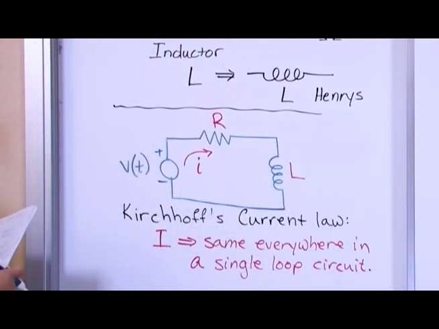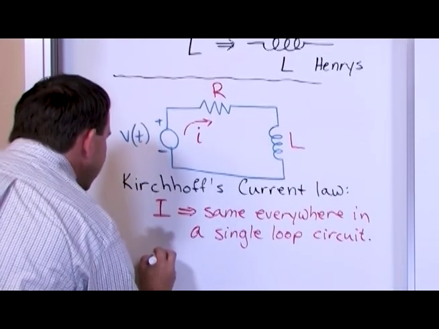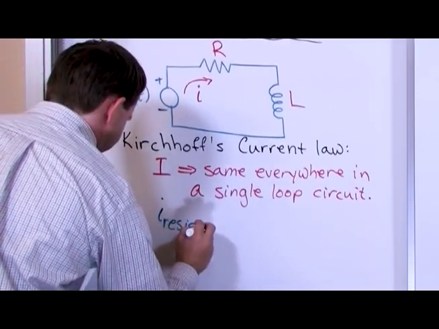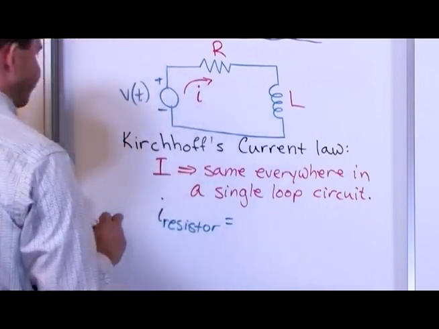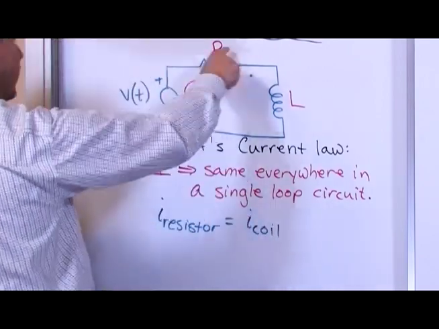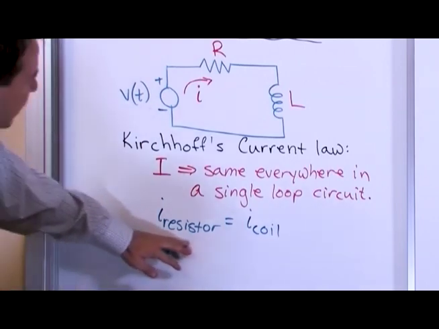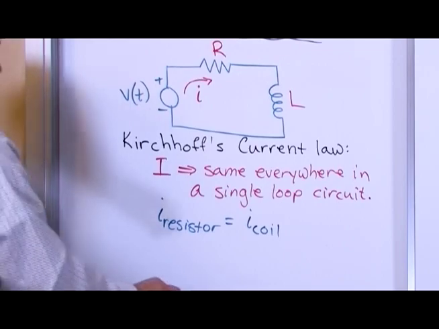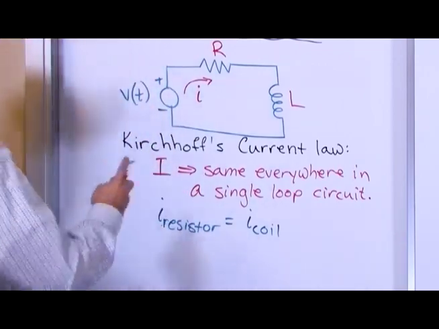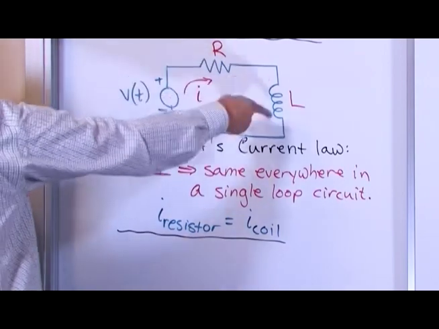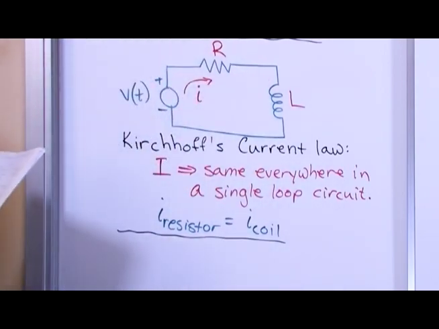So another way to write this is the current in the resistor is equal to the current in the coil, because they're connected together. I'm going to use this a little bit later, and it follows a little bit of common sense, but if you've never studied circuits at all, it might be new to you. So we're just going to write it down, make it absolutely clear. The current everywhere is I, whatever I comes out to be.